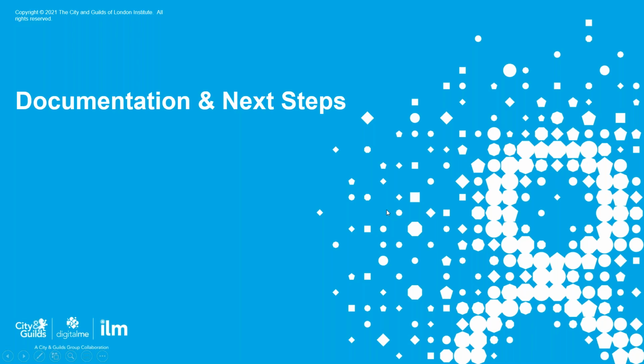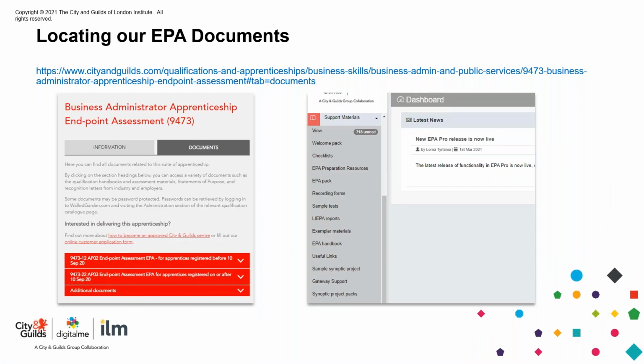Okay, so just to reiterate how to locate the EPA documents, Liz did mention the EPA packs, and so did Judy. They are available on both the website and EPA Pro. So all of you now should have moved across to EPA Pro. You can see there on the right-hand side screenshot under EPA pack, that's where they would be stored. The website is slightly different. Obviously, we do have version 1 and the new version there.